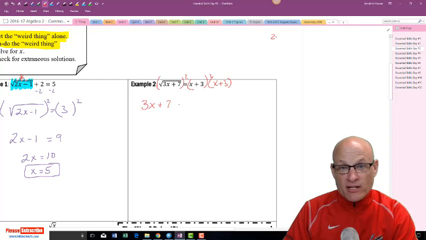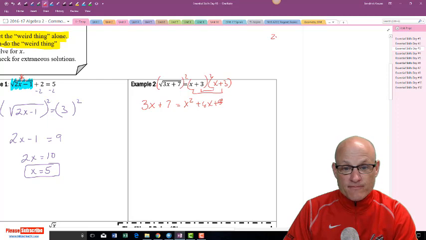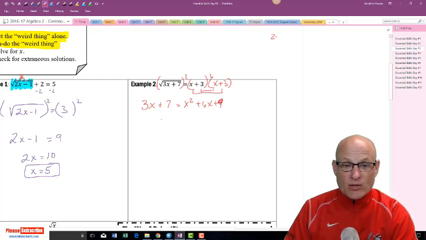So on the left side, the radical and the square cancel each other out. We end up with 3x plus 7. On the right side, we're going to double distribute: x squared plus 6x plus 9. Right? 3x and 3x make 6x. And now what are we going to do? We have a quadratic that we're going to solve for.